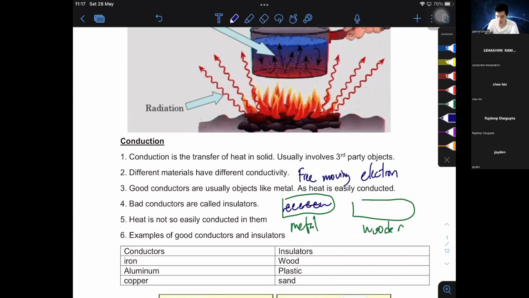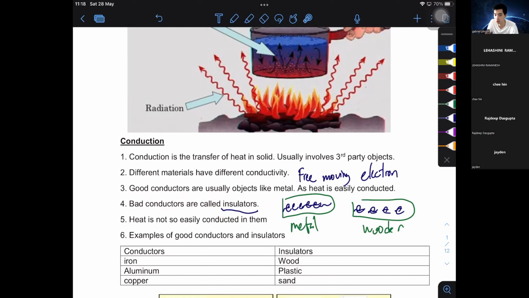Whereas wooden blocks will have electrons as well, because all things are made of atoms and electrons. The main difference is that in wood, the electrons are stuck to a specific spot, meaning they are not free to move, guys. Because they are not free to move, it is much harder for them to transfer energy or electrons around, making them not good conductors. In other words, they are known as insulators, guys. If you look at this statement here, bad conductors are essentially called insulators.